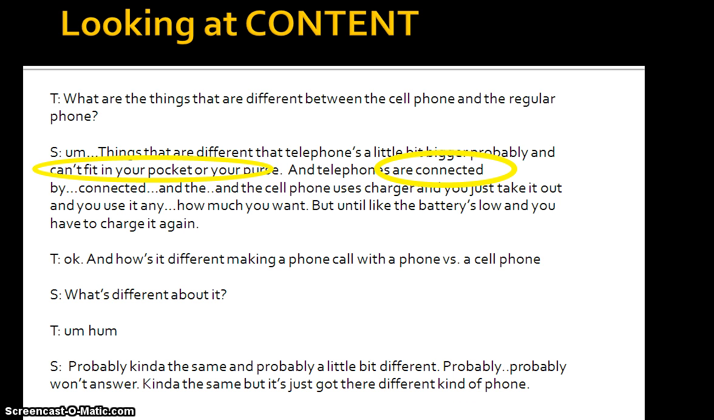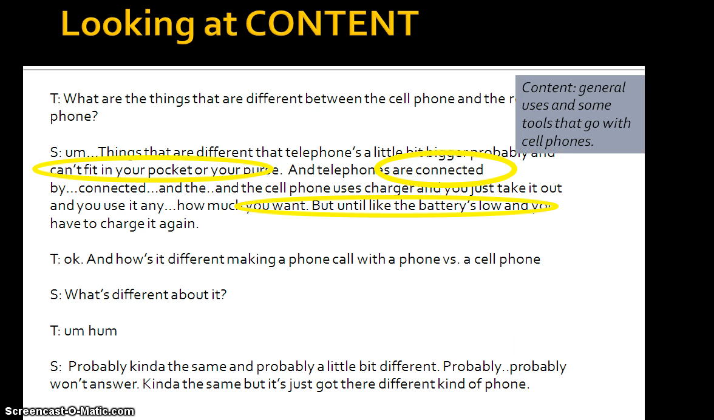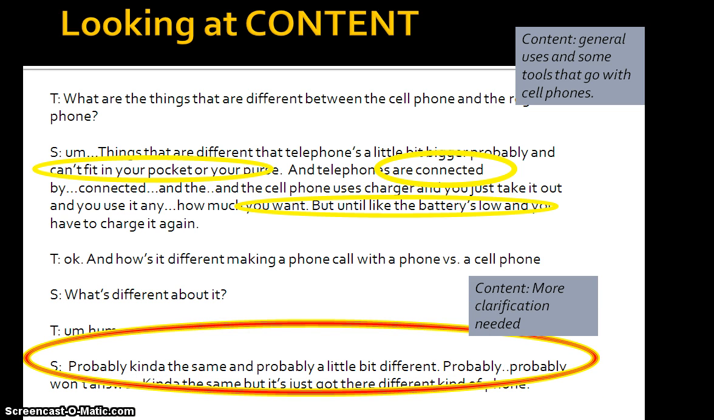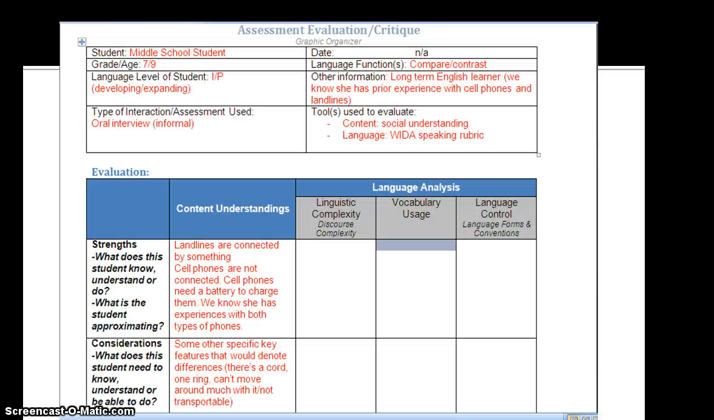You'll notice a few things in the first interaction. She notes that a landline is not able to fit in your pocket or your purse, that landlines are connected. She also realizes that this is different than a cell phone. Cell phones need chargers and batteries to keep them going. So I circled these sections and note she does have some general understanding about the uses of cell phones and landlines and some tools like the charger or batteries that go with cell phones. At the bottom, she does try to describe some different uses, although some more clarification is needed.